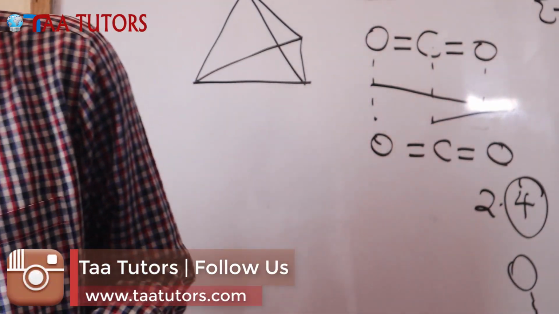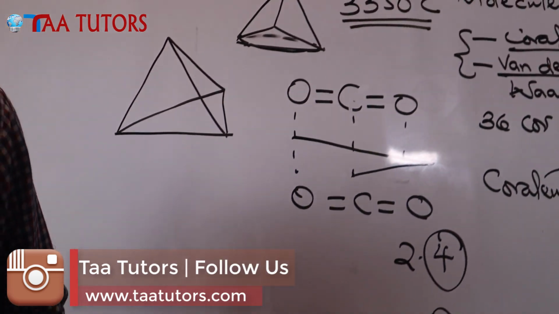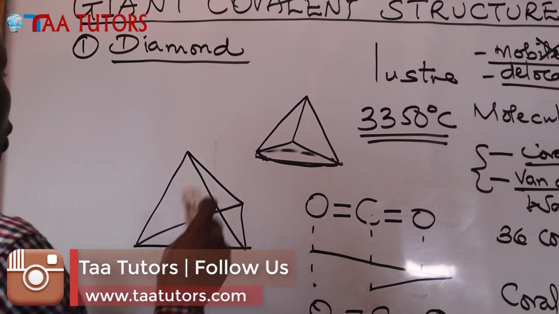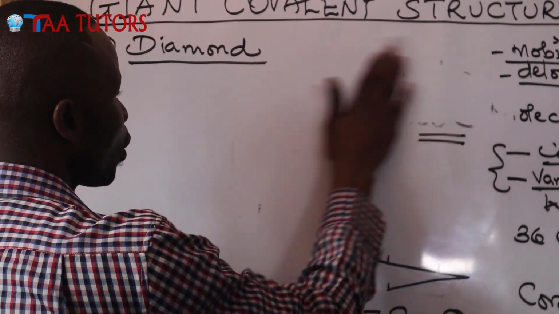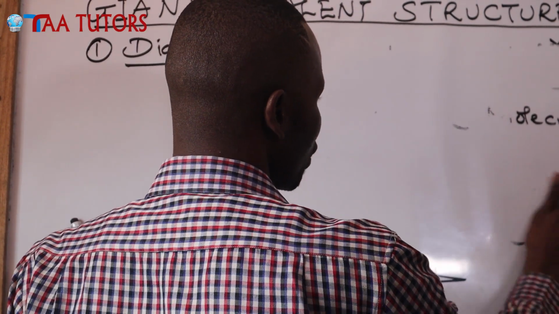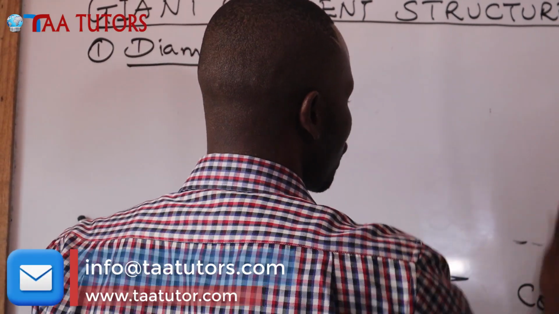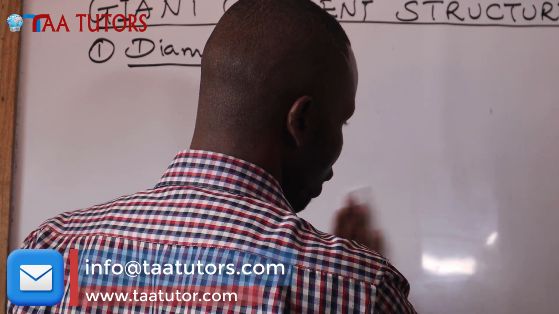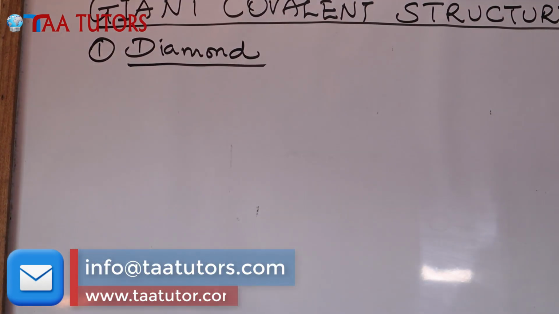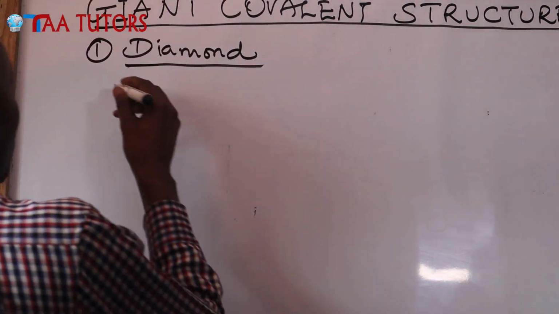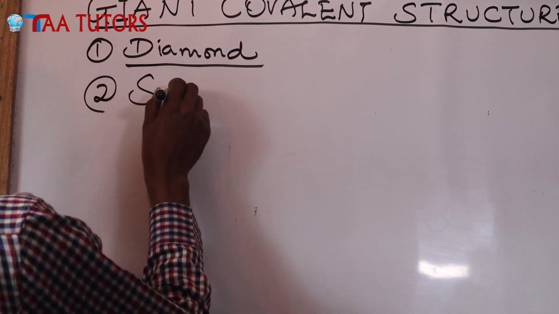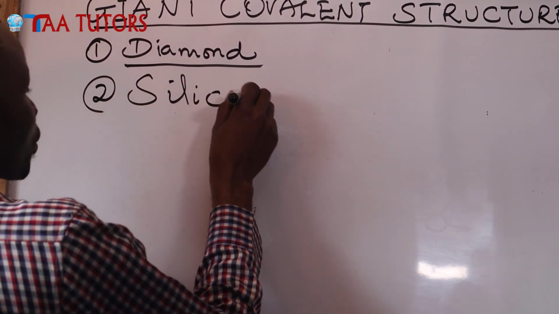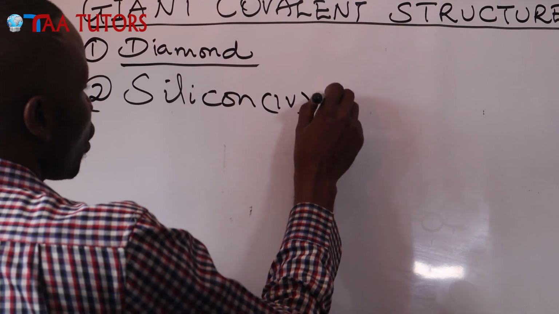Now, I want to go to silicon oxide. Silicon oxide is also almost similar. The structure is almost similar to that of diamond, but we know that silicon oxide has silicon atoms in it as well. So silicon and oxygen. So we have silicon(IV) oxide.